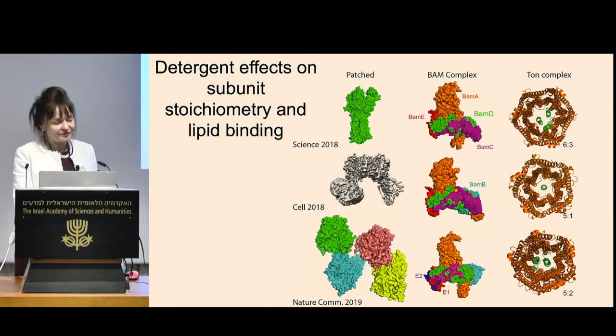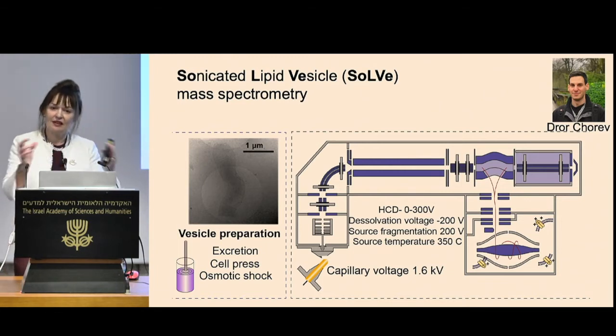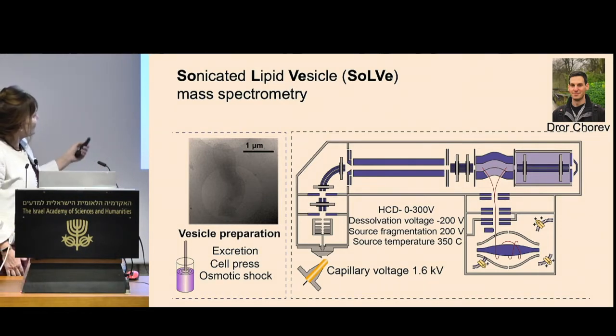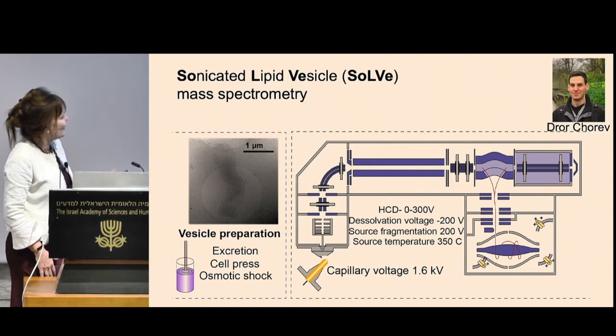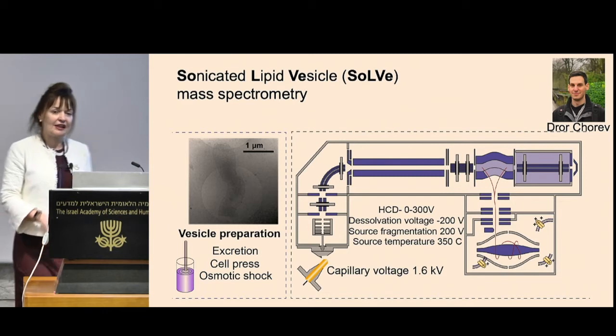So we decided that if we wanted to get a handle on this, we should try to go directly from native membrane environments. And this is the work of Dror Chorev, who came from the Weizmann, from Michal Sharon's lab. We were interested to see if we could take vesicles, so these are vesicles that form, which have the natural membrane still around them. We would put them into a cell press, apply osmotic shock, and form these sonicated lipid vesicles, and then take those directly into the mass spectrometer.